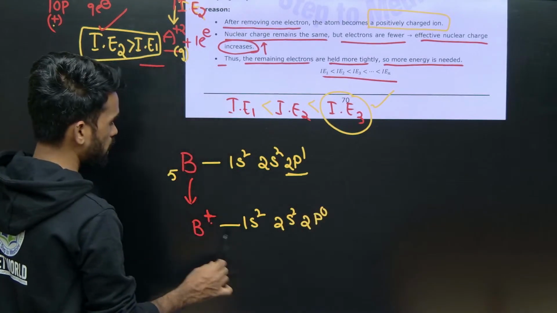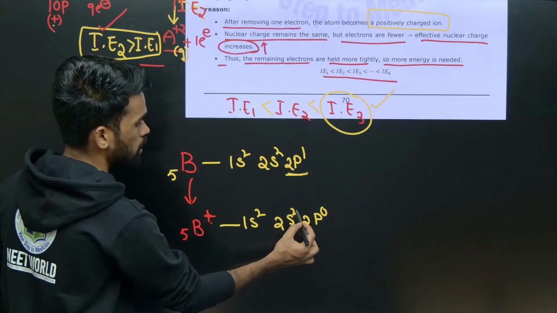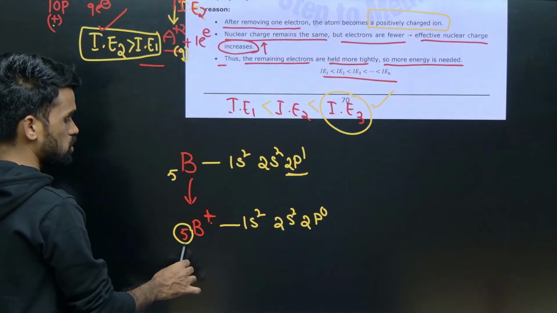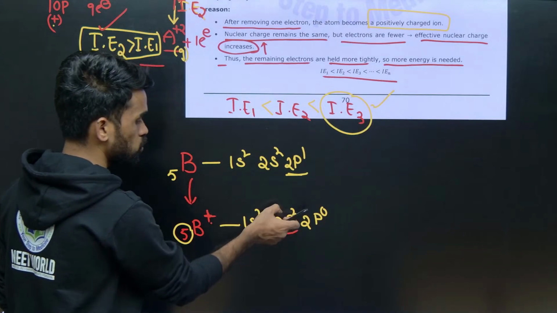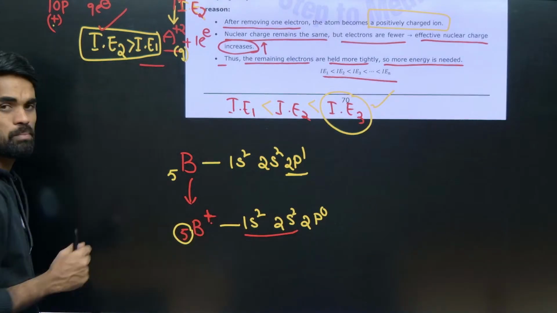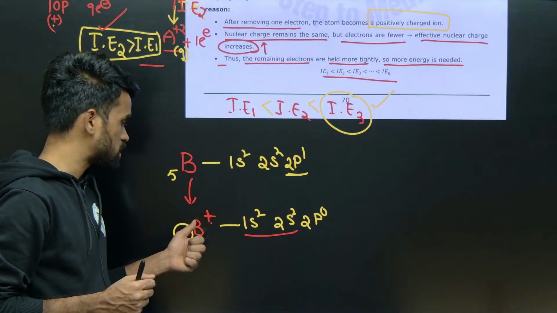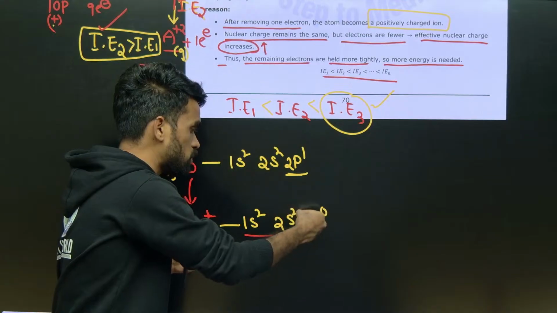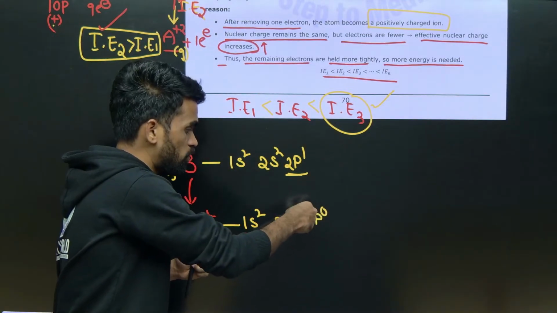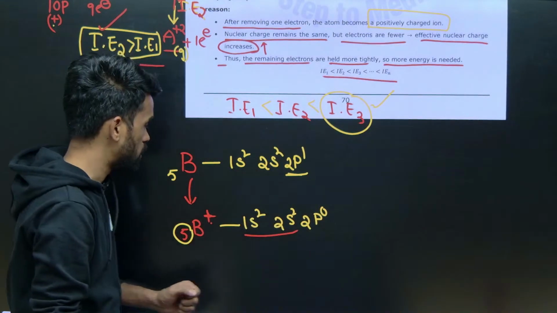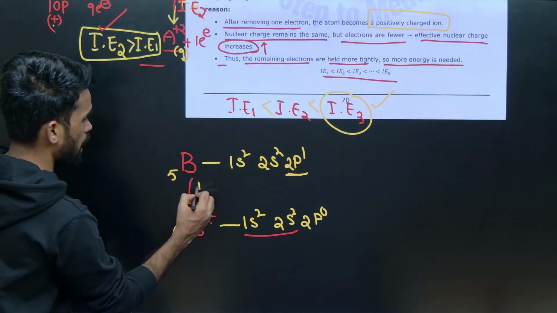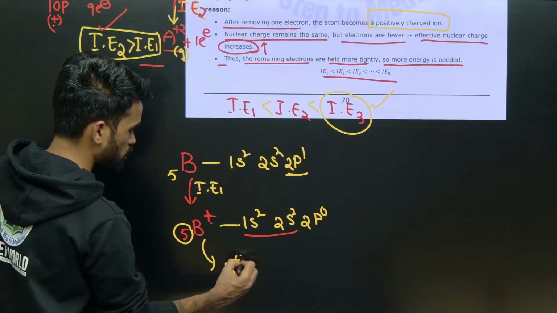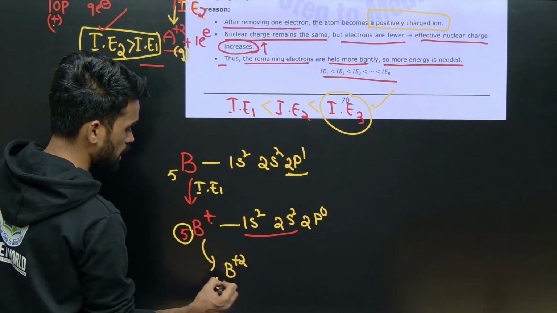Now how many electrons are there? Only 4 electrons, but protons are 5. So here the nuclear charge is more, but electrons are fewer. These electrons are very closely attracted towards the boron nucleus. So it is very difficult to remove the second electron from here. This is called IE1, and if I remove an electron from here, it becomes IE2, that is, the second ionization energy.